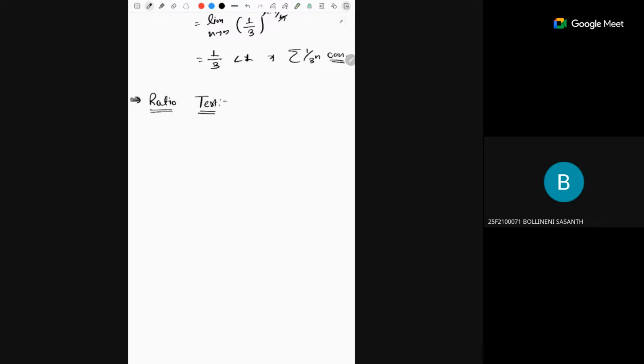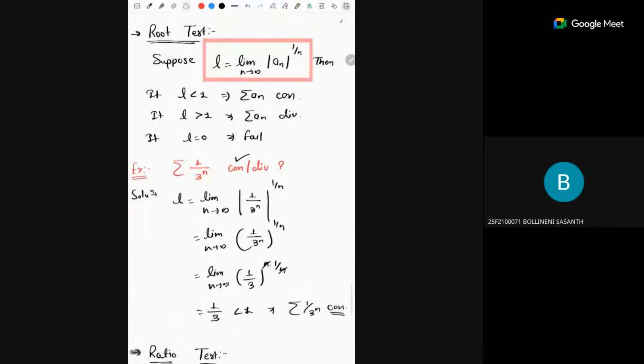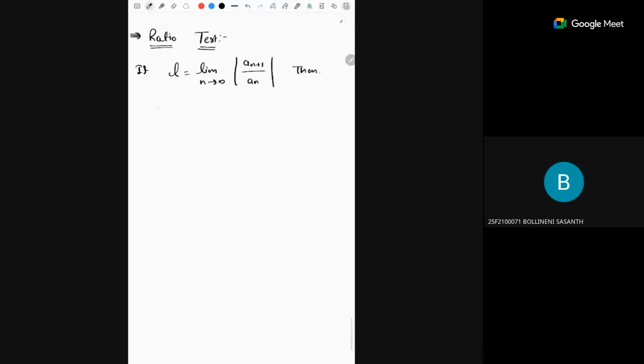Okay. So in ratio test, which limit will we compute? We will say that L is the limit n goes to infinity of modulus of a n plus 1 upon a n. Then based on the value of L, we can conclude the same result. If L is less than 1, this implies summation a n converges. If L is greater than 1, this implies summation a n diverges. And if the value of L is equal to 1, then this test fails. Okay, so this is the ratio test.